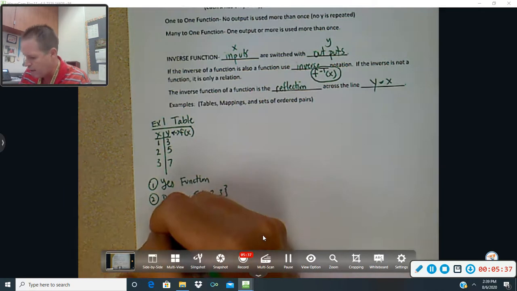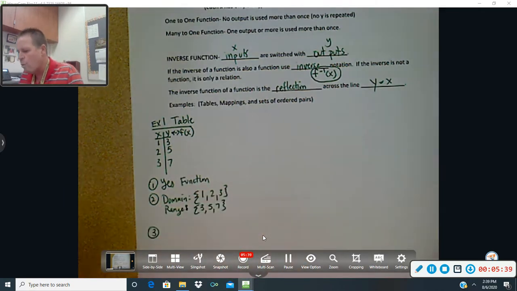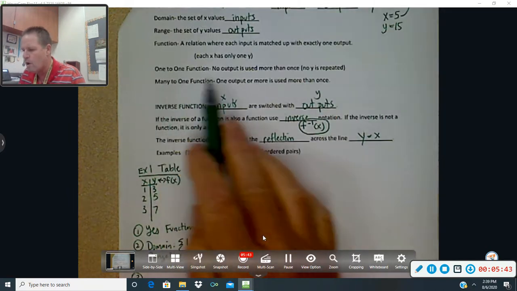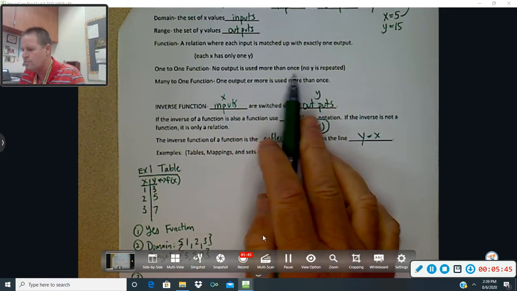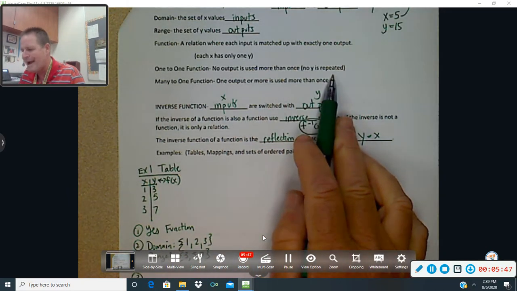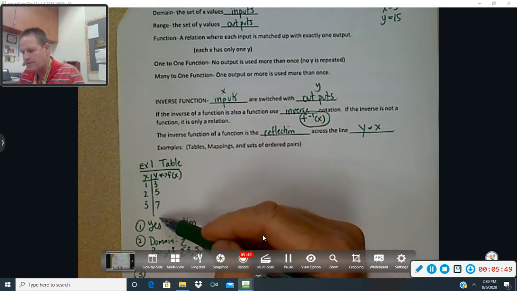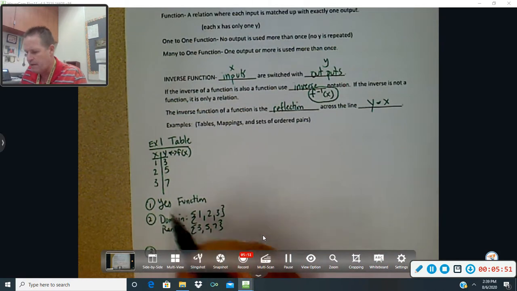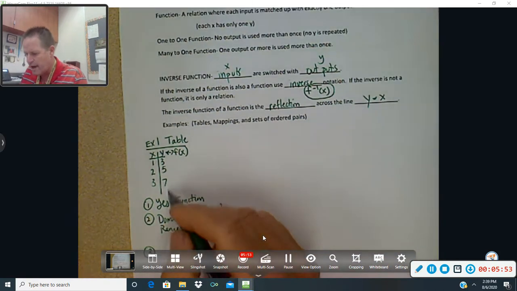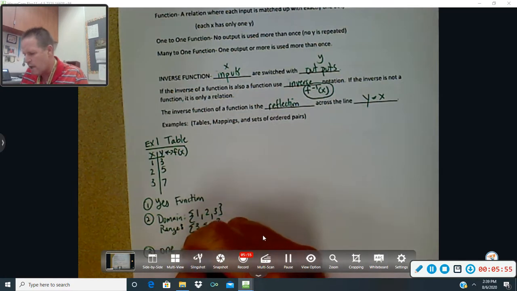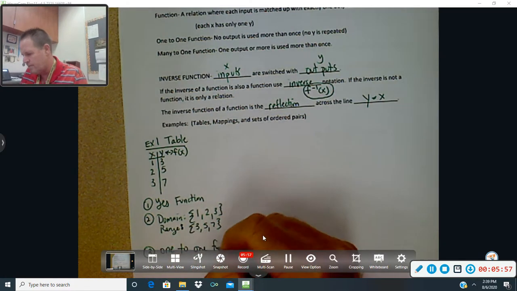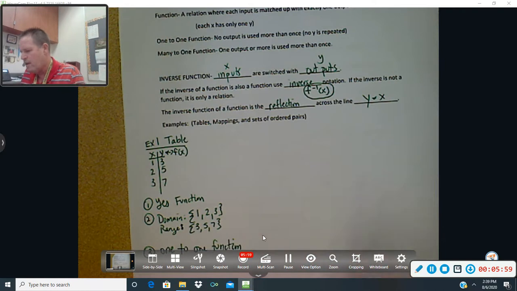Now, the third thing I want to answer is, is this 1-to-1 or is it many-to-1? Okay, now to be 1-to-1, no output is used more than once, meaning there's no y that's repeated. Are any of the y's repeated? No, they're not repeated. If it is a function and no y's are repeated, we can say that it is a 1-to-1 function. Again, a lot of this right now is just some vocabulary to get you going.